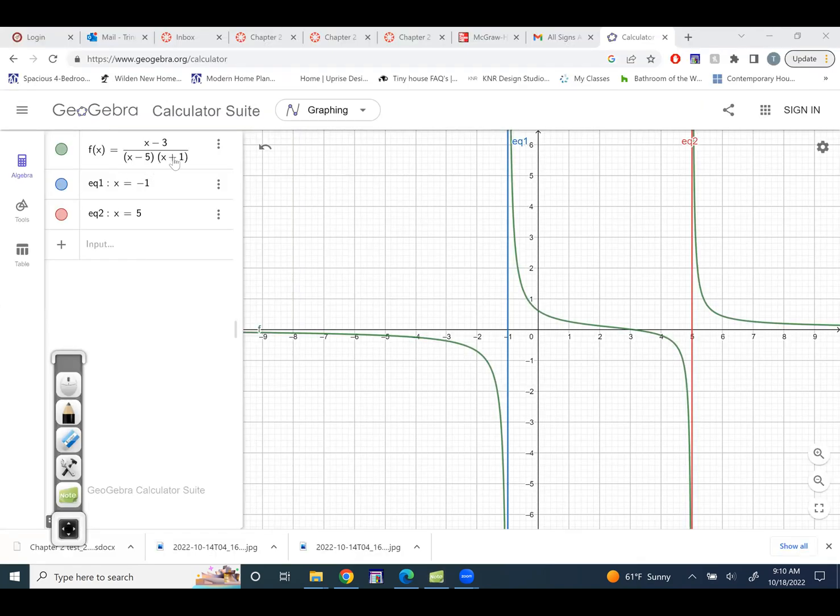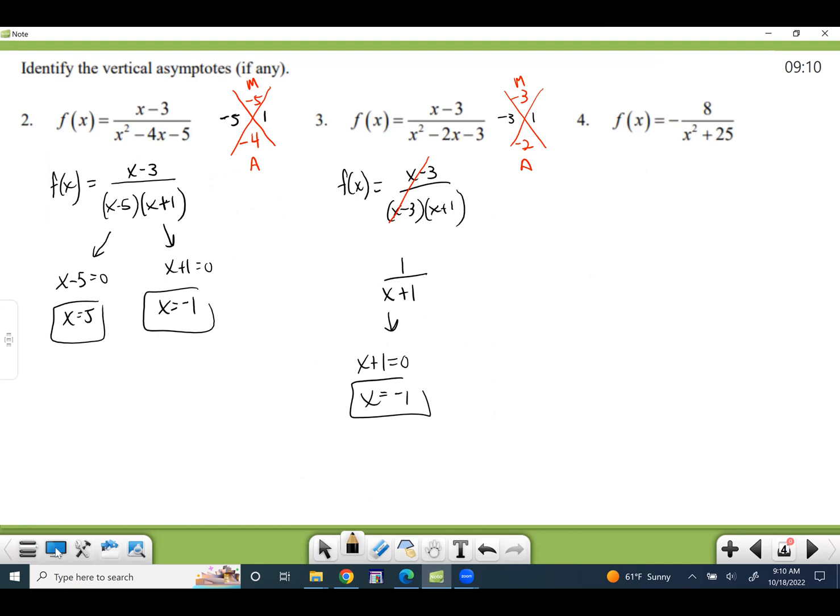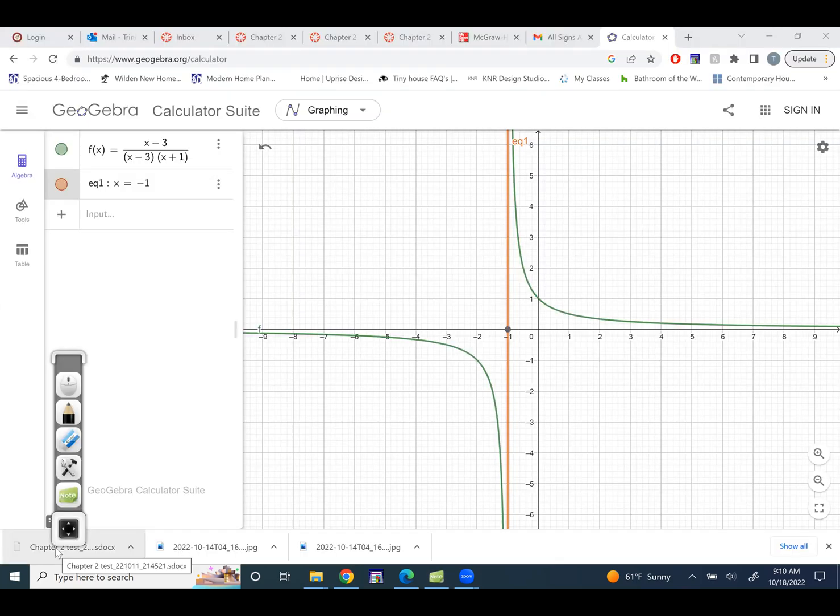So let me go in here and change the denominator. I think it was -3? Okay, and then let me turn these off. So you can see we only have one vertical asymptote this time, and it looks like it's at x equals -1. And that's exactly what we got for the answer, x equals -1, right? So you want to make sure you cancel.